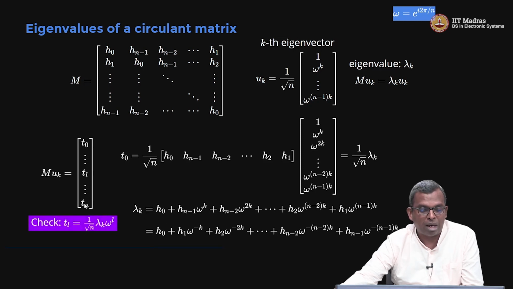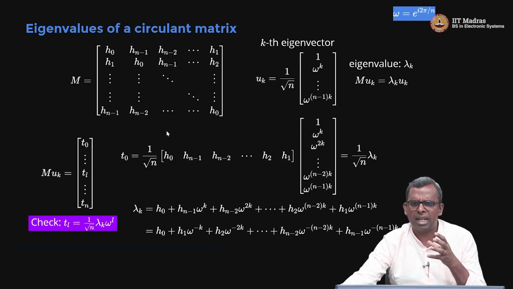You can also check, if you have time, that the other entries, tL, will actually be 1 by root n lambda k omega power L with this kind of substitution. You can check this; I am not going to do it, I will leave it as an exercise. It is an important exercise, please make sure you do it, you will get a good handle on how these things work. So the eigenvalues of a circulant matrix are given by this expression, and it's nice to see, right? Whatever n may be, whatever the h's may be, the eigenvalues are given like this, as long as the matrix is circulant. This is a very nice structural result.